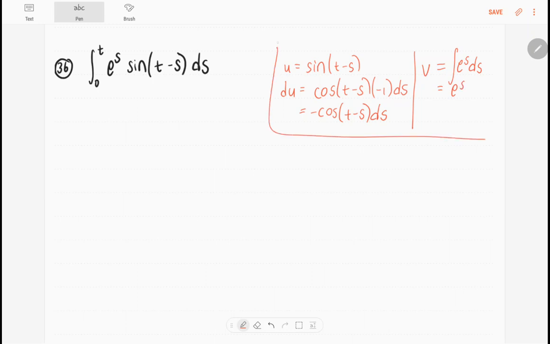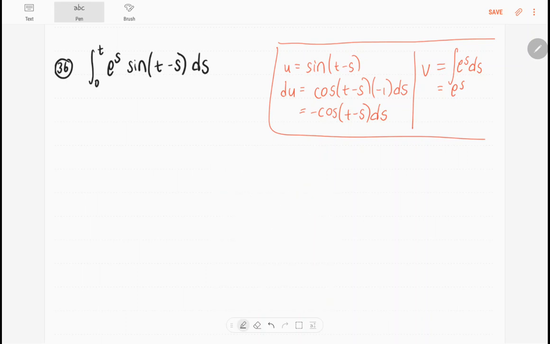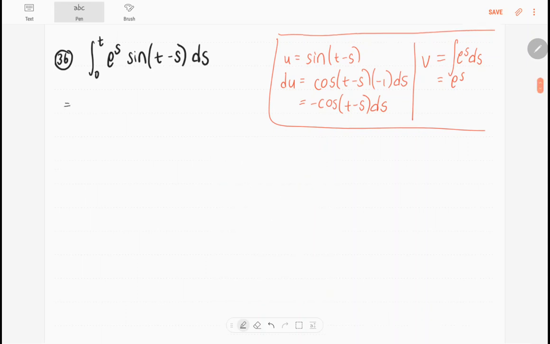All right, so let's put this into our integration by parts formula and see what we get. So we have u multiplied by v, so that's just going to be sin of t minus s multiplied by e to the s, and remember we have bounds here from 0 to t. Then we have minus the integral from 0 to t of v, which is e to the s, multiplied by du, which is minus cos of t minus s ds.